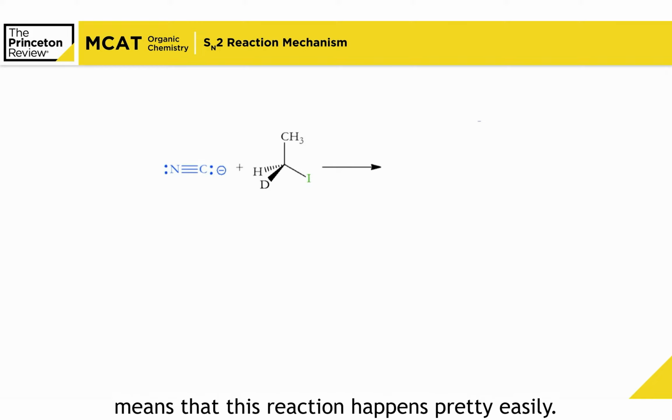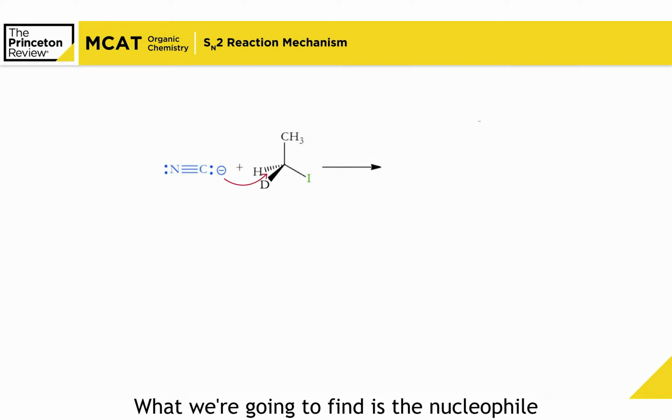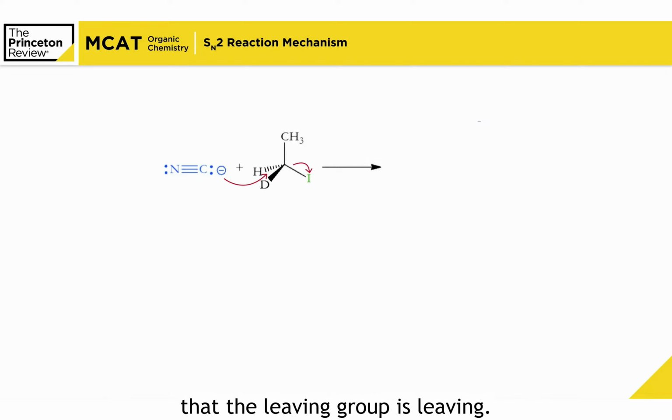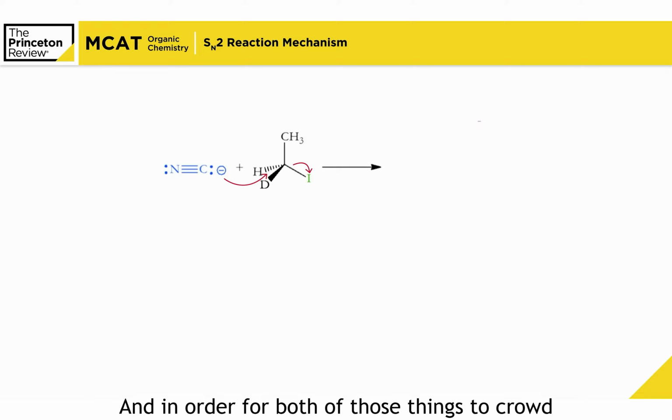What we're going to find is the nucleophile comes in and does its electron donation at the same time that the leaving group is leaving. So this is what we refer to as a concerted reaction, meaning it all happens in one step. And in order for both of those things to crowd around that central carbon at the same time, they have to approach from opposite sides of the molecule.